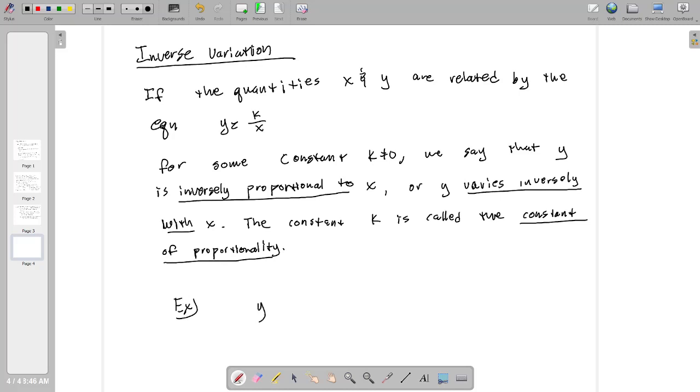So if we have something that looks like this, y equals 12 over x. This means that y varies inversely with x. So as x increases, y is getting closer and closer to 0. As x gets closer to 0, y increases without bound. And graphically, it would look something like this.